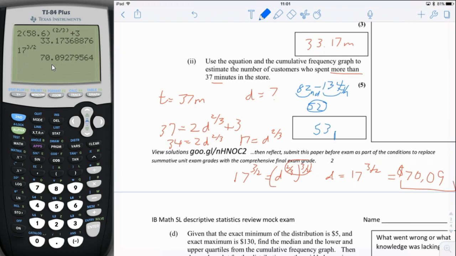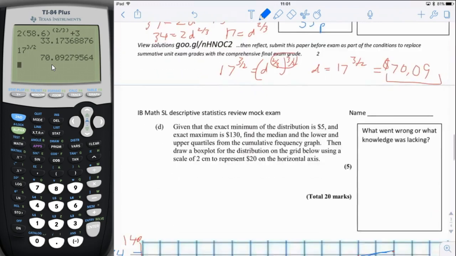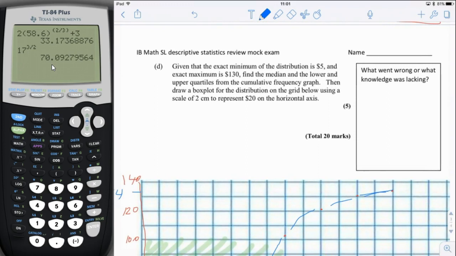Okay? Alright, part D. Given the exact minimum of the distribution is $5 and the exact maximum is $130, find the median and the lower and upper quartiles from the cumulative frequency graph. Then draw a box plot for the distribution on the grid below using a scale of 2 centimeters to represent $20 on the horizontal axis. Okay, so you're going to see why they did this a little bit later, but we will need these values later. But let's find the median and the lower and upper quartiles from the cumulative frequency graph.